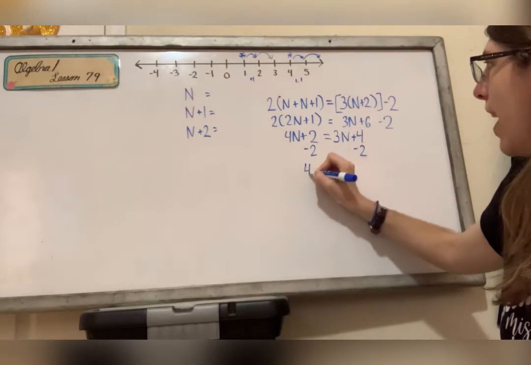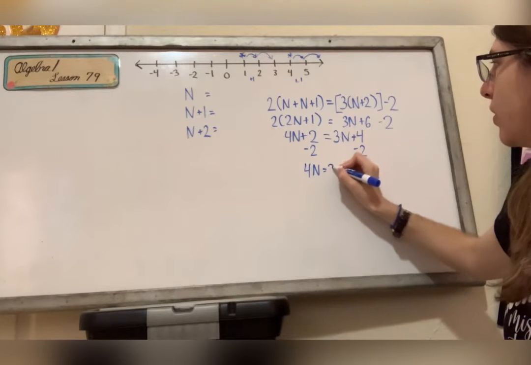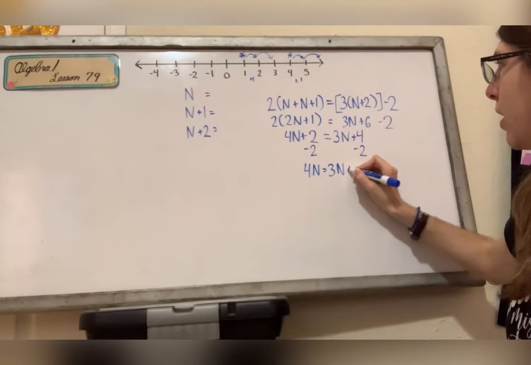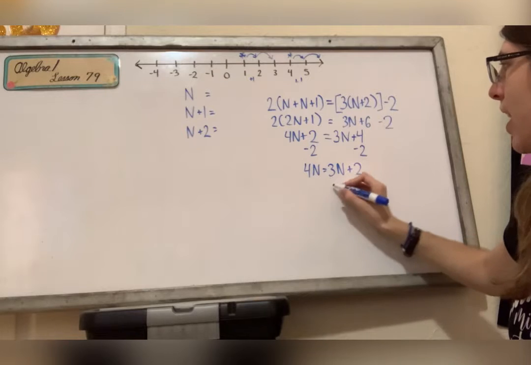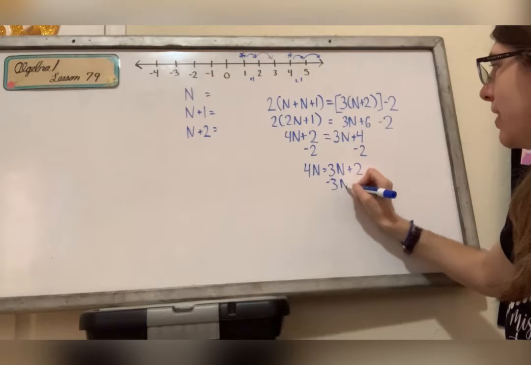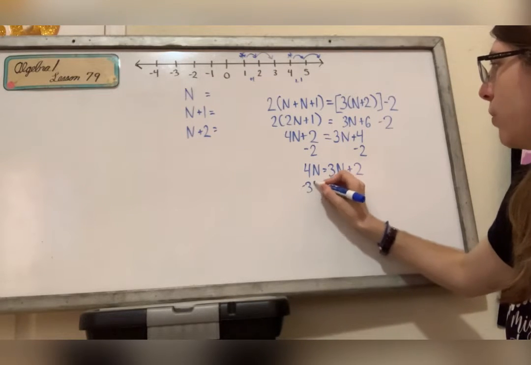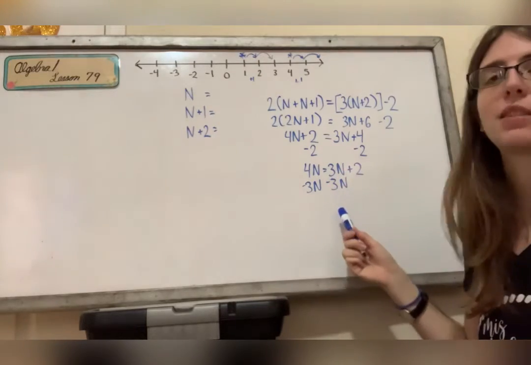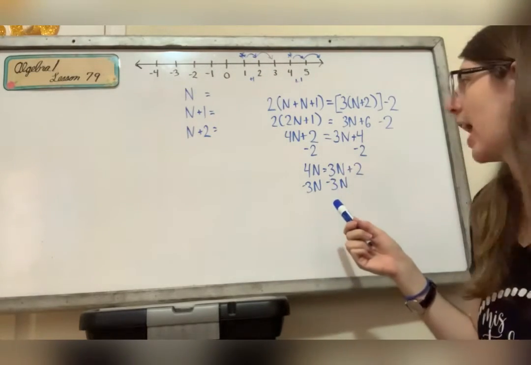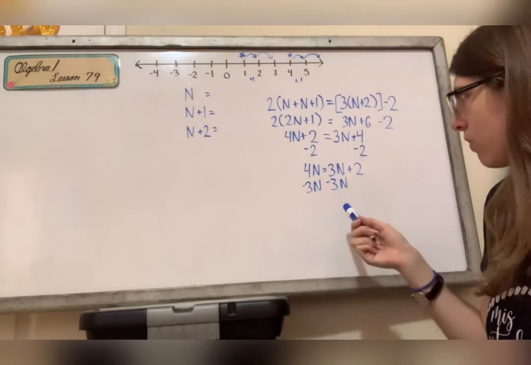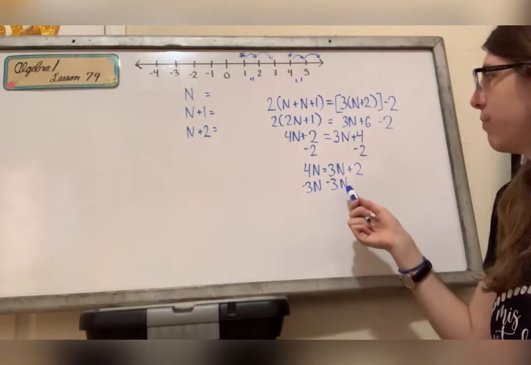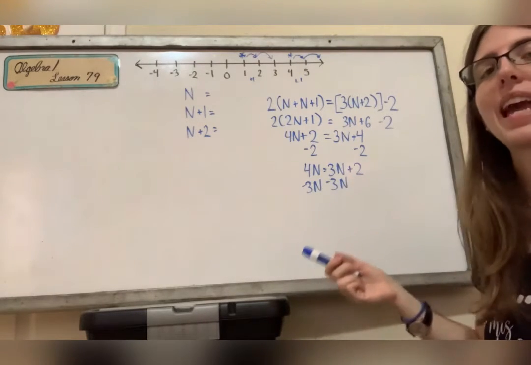So I have 4n equals 3n plus 2. Now I'm going to subtract 3n from this side so I can get my n's all on one side. I'm choosing to subtract the 3n because I want to get rid of the smaller number without making a negative number.